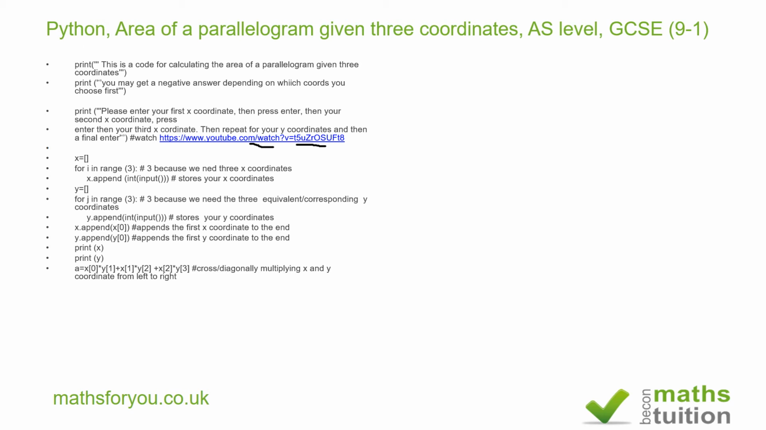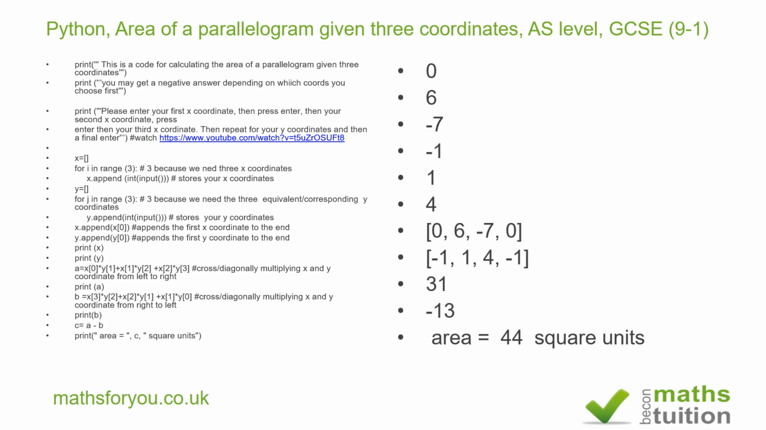Okay. Now, I've called that A. And you print A, and then B. Similar thing as this one here, except that you're multiplying from right to left. Okay, similar thing again, call that B, and then you print B. Now you subtract B from A and call that C, and at the end you print that area is equal to C square units. Right, now this is what you get printed out.